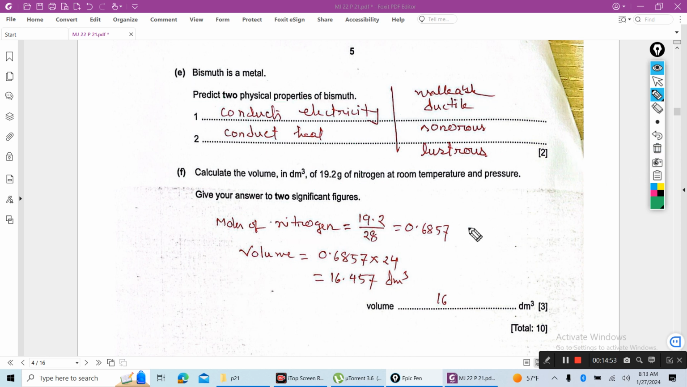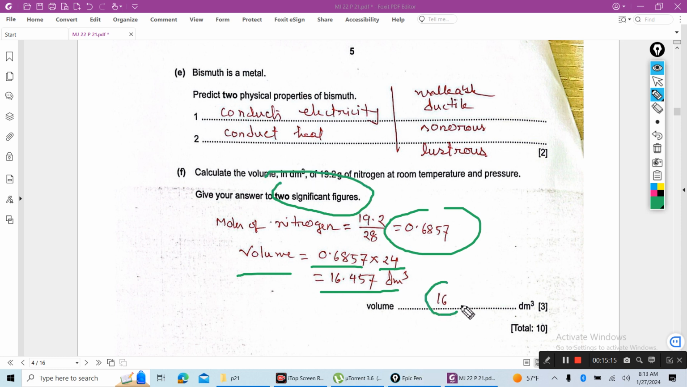If you get the moles of nitrogen, then volume will be number of moles times molar volume. Number of moles times molar volume, we get 16.457 dm cube. But here, to two significant figures, 16 dm cube. This is the answer. Okay, come to the next.